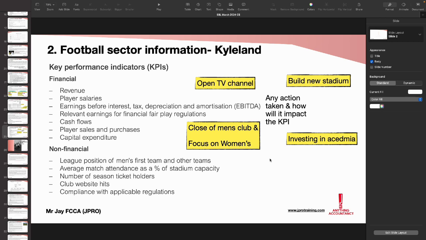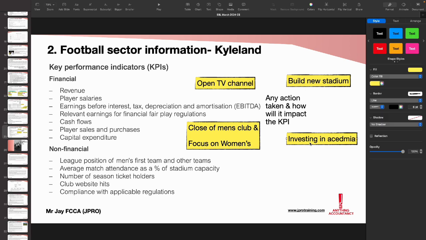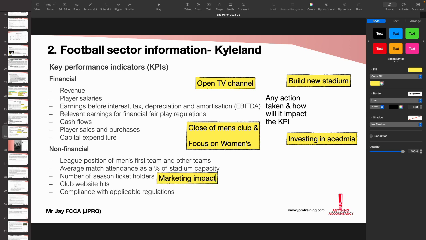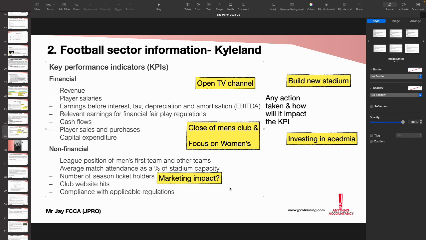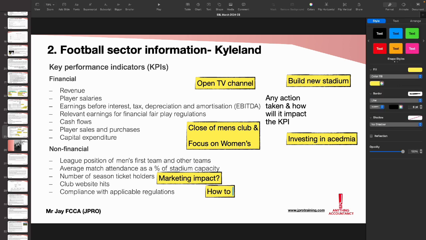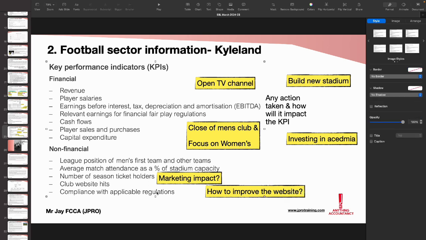Non-financial KPIs: league position of the men's first team and other teams, so your position there. Average match attendance as a percentage of stadium capacity. You've got the number of season ticket holders. Quite important, that one. You might think about marketing here. This one has a clear marketing role. How do we improve our marketing so that we can increase the number of season ticket holders? How do we improve our website? That's another question that you might get. How to improve the website? They might give you the website and say, here's a website. Can you tell us how to improve the website?